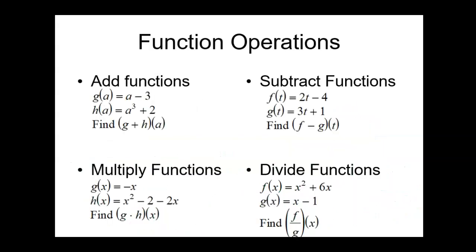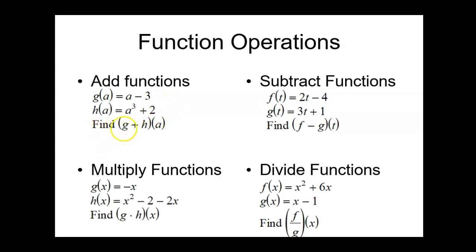Okay, so the next thing we're going to look at is function operations. So function operations just means we're going to be adding functions, subtracting functions, multiplying them, and dividing them. So the notation here, I can see that I have two functions. My first function is named g. So it says g of a equals a minus 3. My second function is named h. So h of a equals a to the third plus 2.